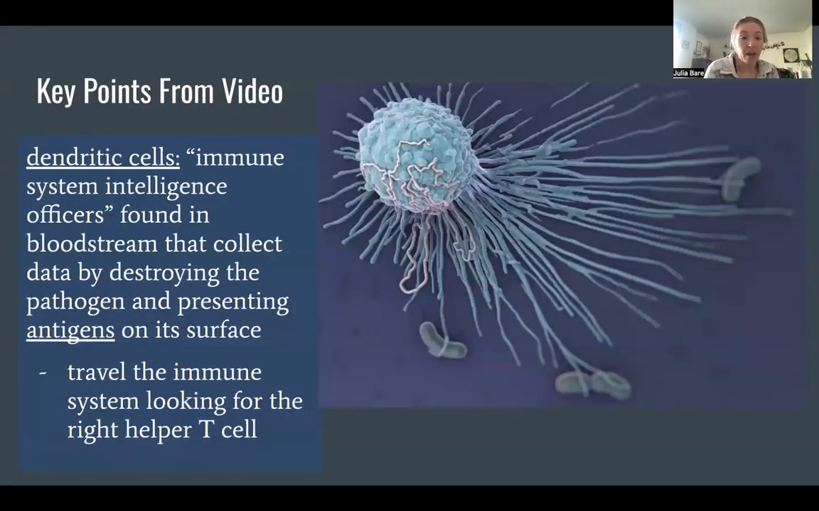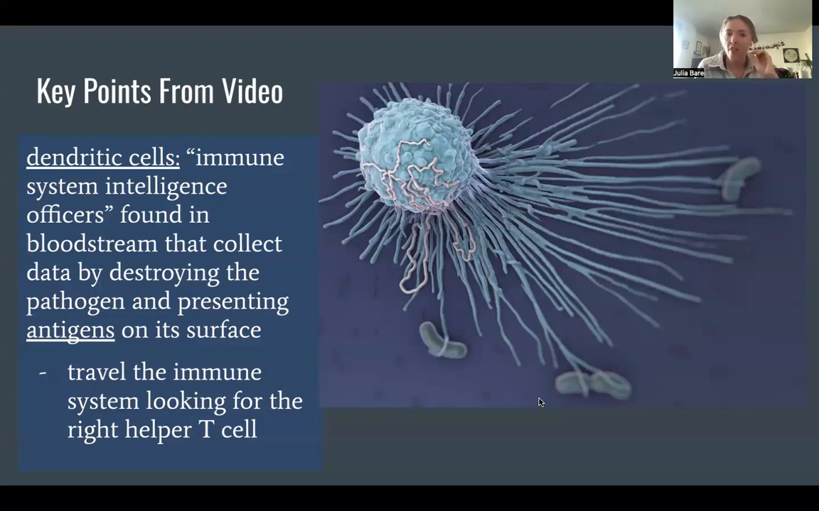Another type of cell that comes from the Kurzgesagt video is a dendritic cell. So this is the intelligence officers of your immune system. And they're found in the bloodstream, and they collect data by destroying the pathogen and then presenting the antigen on the surface of this cell. And they travel throughout the immune system after they have received this antigen, and they start looking for the right helper T cell.